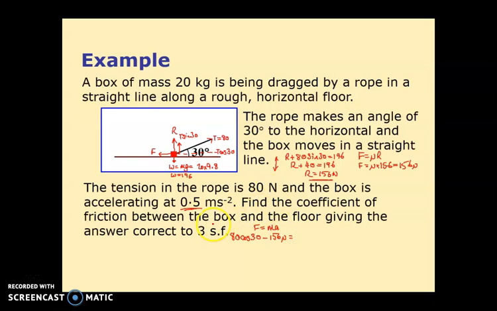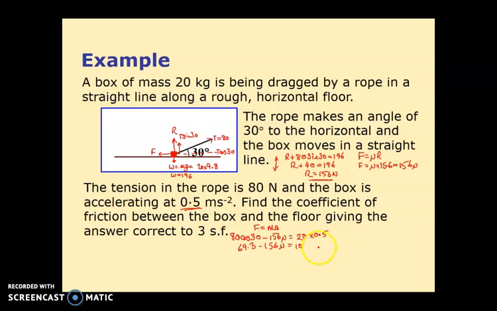Well, do I know the mass? Yes, the mass was 20. Do I know the acceleration? Yes, it's 0.5. And I think this is enough then to work it out. I'll do 80 cos 30. I need to make sure my calculator's in degrees. Good job I checked. 80 times cos 30 is 69.3. Minus 156 mu. Presumably that equals 10.